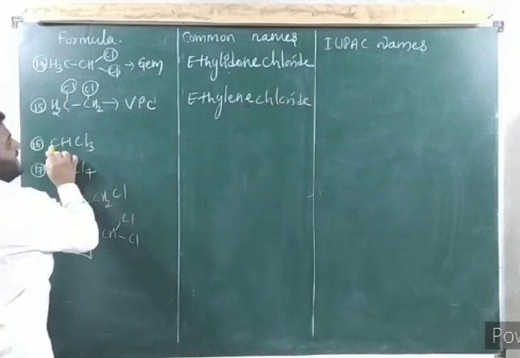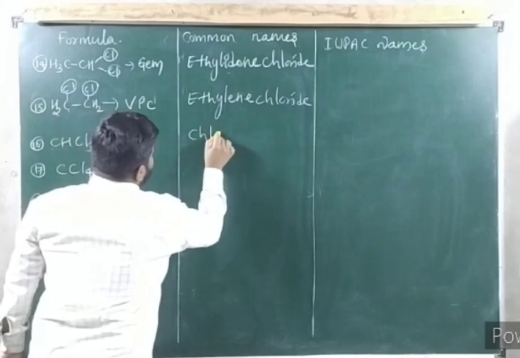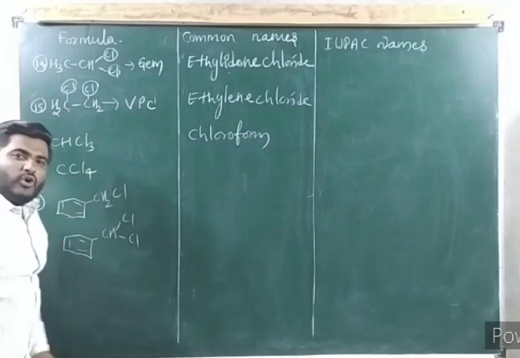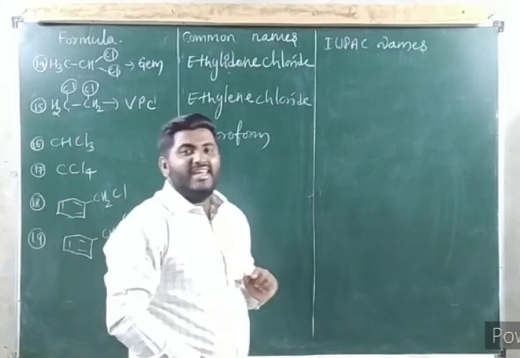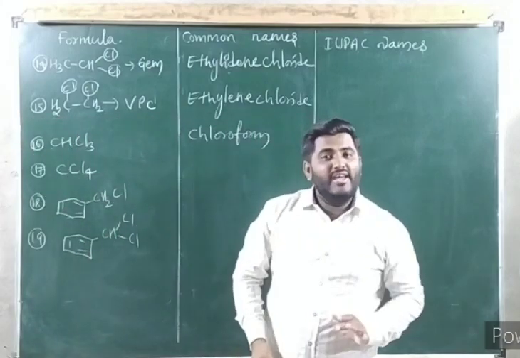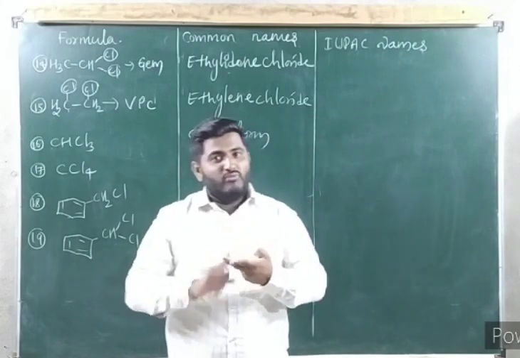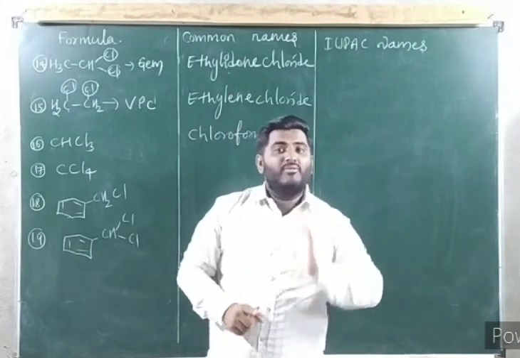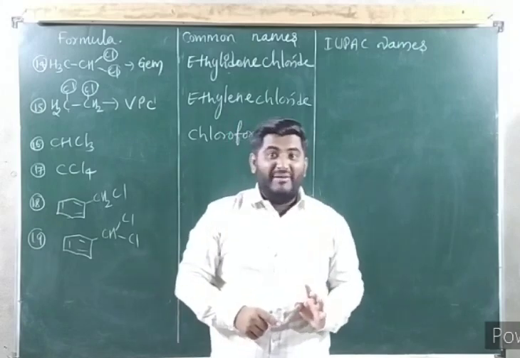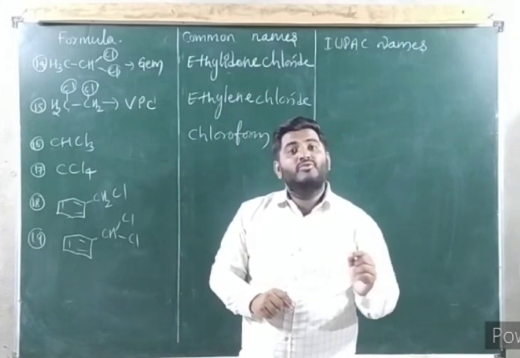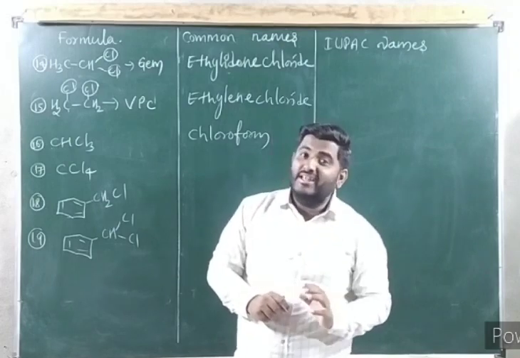CHCl3, the common name for this one is famous: chloroform. CHCl3 is chloroform, CHBr3 is bromoform, CHI3 is iodoform. Getting my point? Among chloroform, bromoform and iodoform, only iodoform is colored, a yellow precipitate. Chloroform and bromoform are white precipitates. Usually the iodoform test is used to detect the alpha methyl group. We'll discuss it in the next chapter.